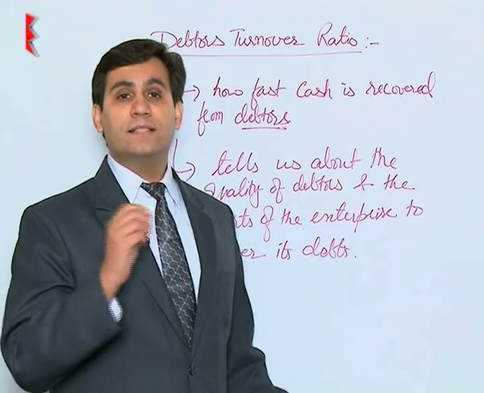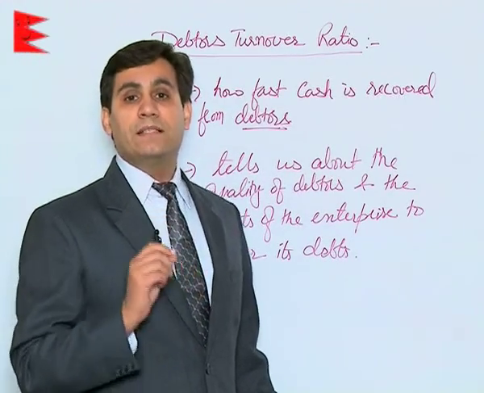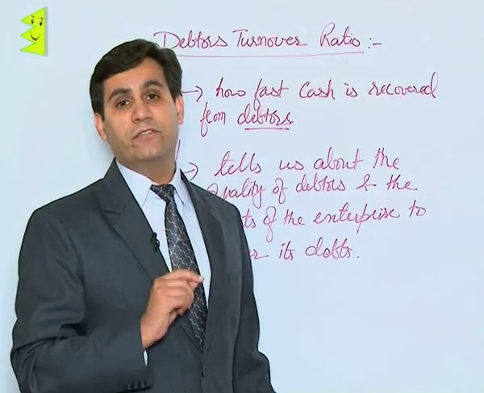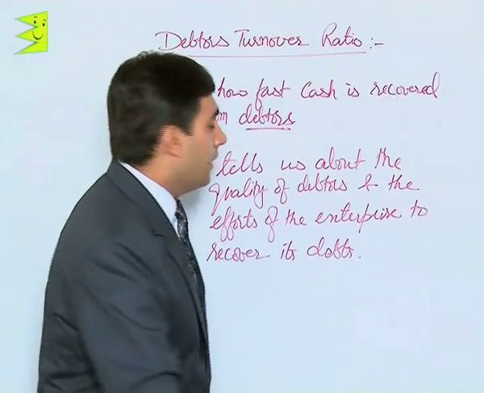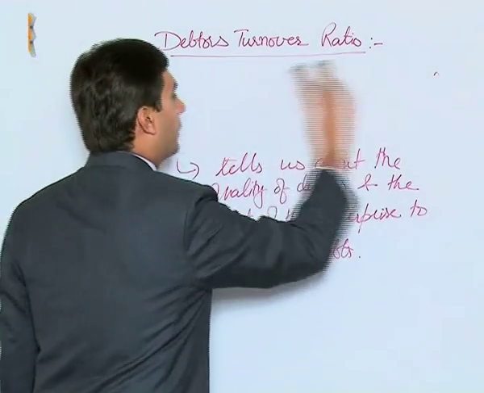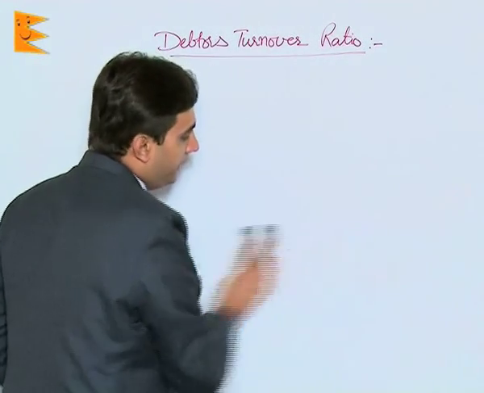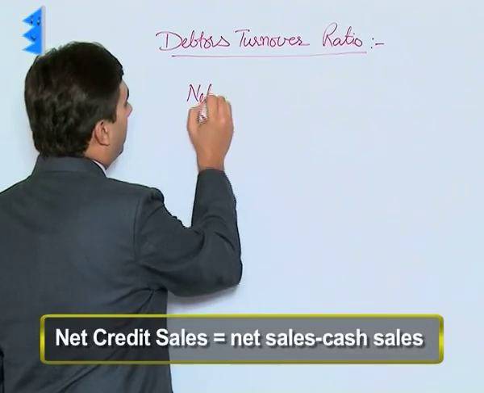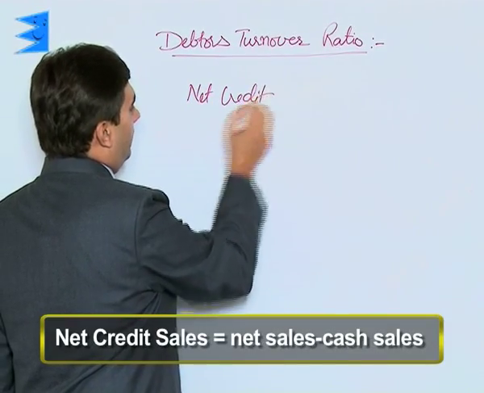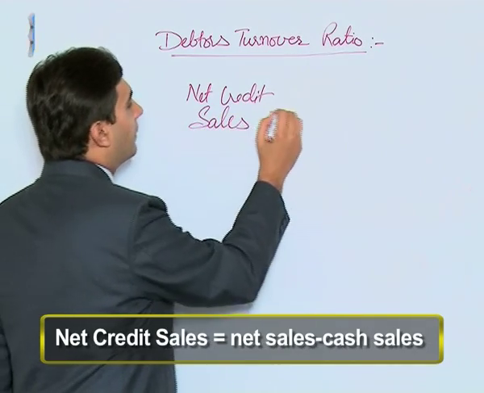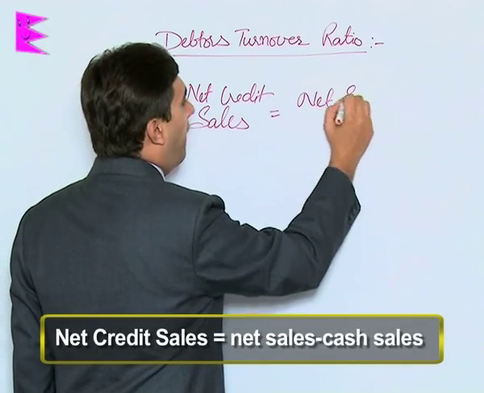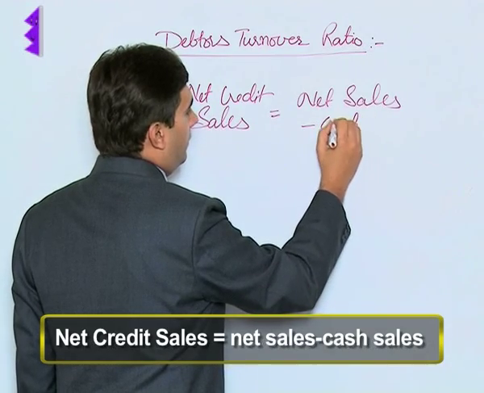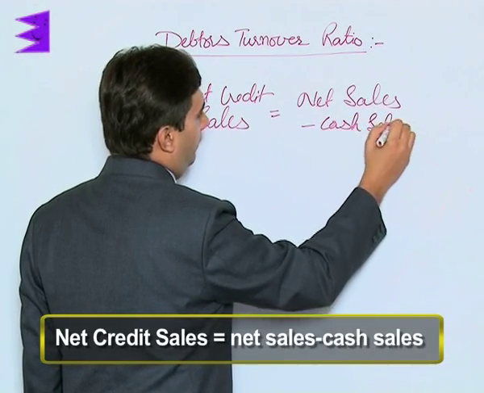So now students, let us understand this ratio by taking certain examples. But before we do that, let us actually understand the various components. In this ratio, the numerator was credit sales. So how do we calculate credit sales? Net credit sales are equal to net sales minus cash sales.